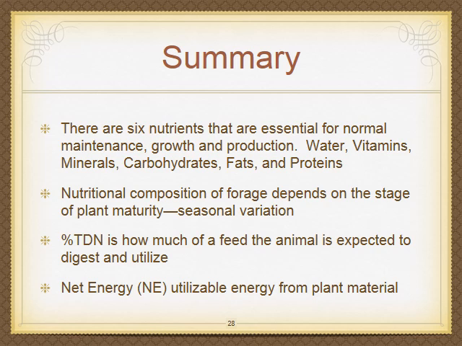In summary, there are 6 nutrients that are essential for normal maintenance, growth, and production: water, vitamins, minerals, carbohydrates, fats, and proteins. The nutritional composition of forage depends on the stage of plant maturity, and there's seasonal and also yearly variation. The percent total digestible nutrients is how much of a feed the animal is expected to digest and utilize. So TDN is commonly used in range nutrition. And the second type of energy system used is net energy, and that's utilizable energy from plant material.